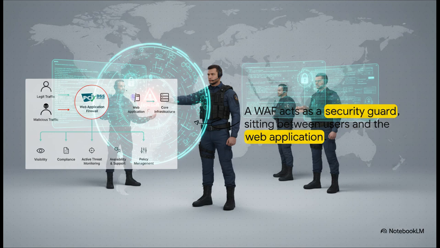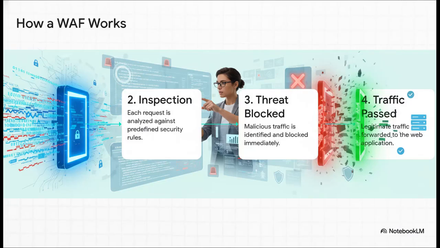Just look at this diagram. The WAF sits right there in the middle, between you, the user, and the web application. It's the ultimate gatekeeper, inspecting every single request before it gets anywhere near the app's code. So how does that work in practice?